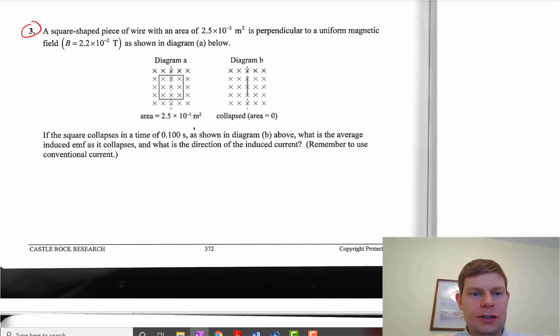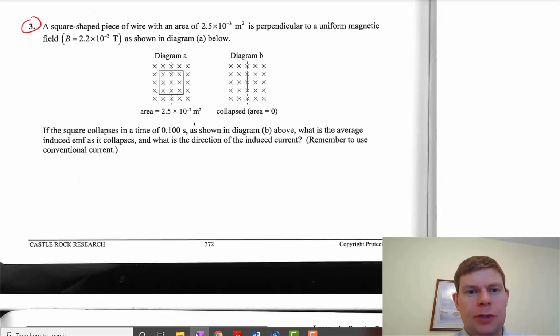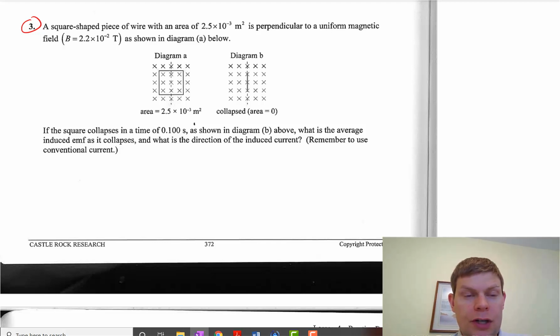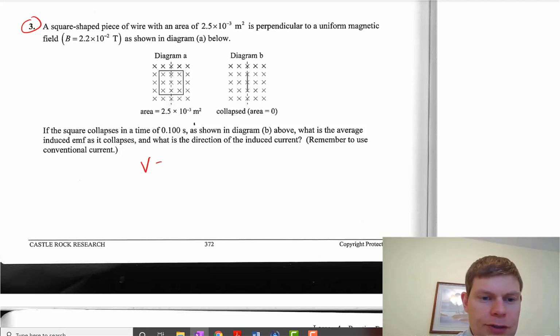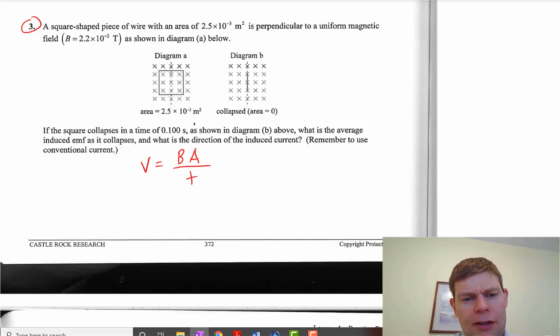All right, so this next guy, pretty similar, same kind of idea. We've got to figure out our change in flux divided by change in time. We will need to figure out the direction of current, but we don't have to do anything fancy. We don't have number of loops or anything. So in this case, our voltage is just BA over T. You might want to make it negative BA, but whatever. Doesn't really matter. We will figure that out later.